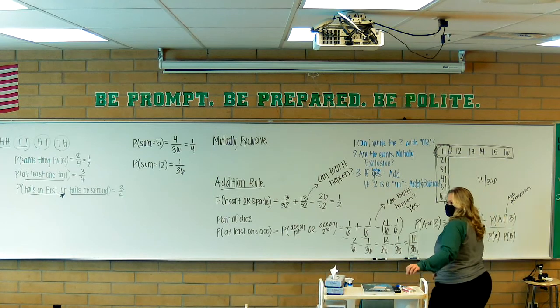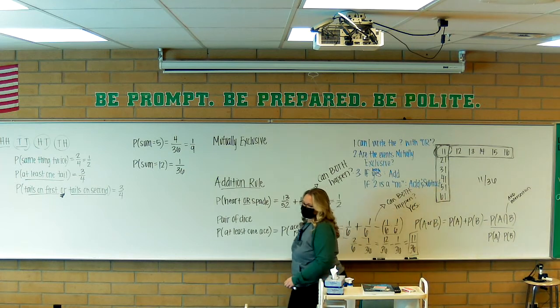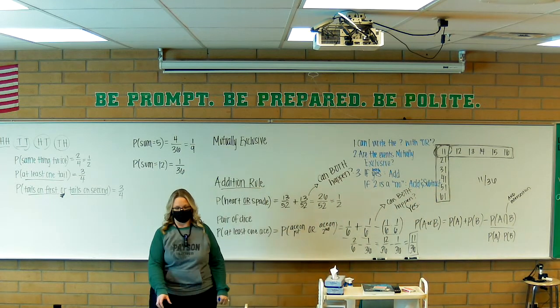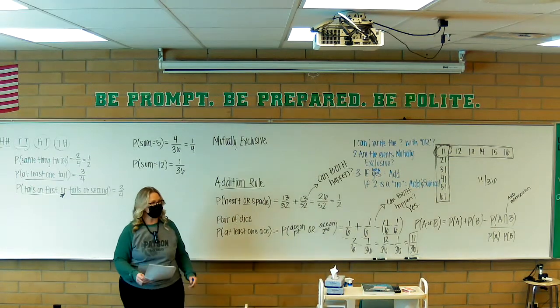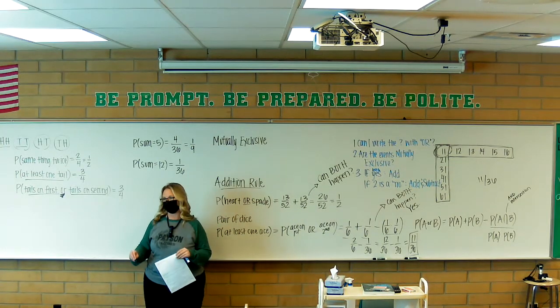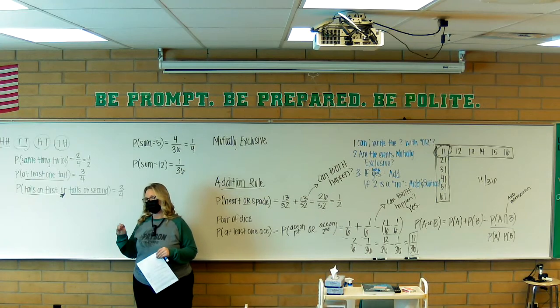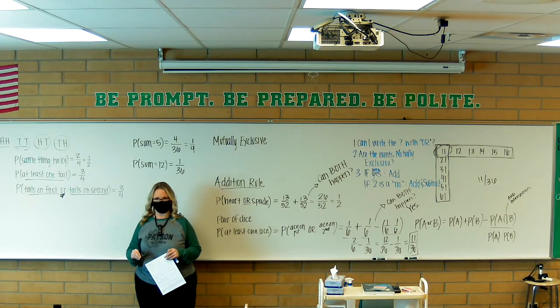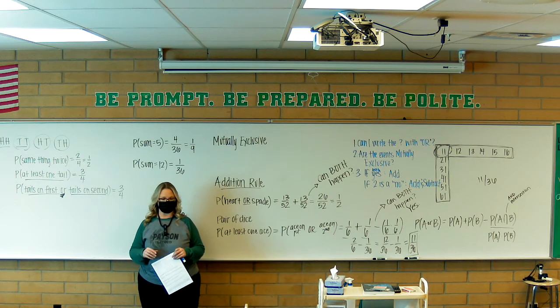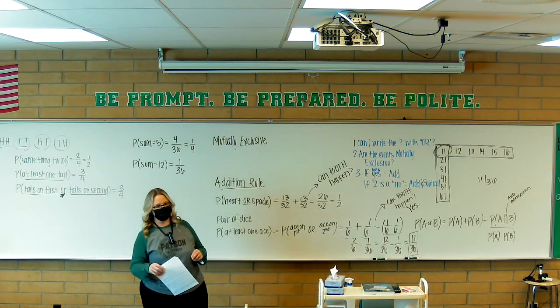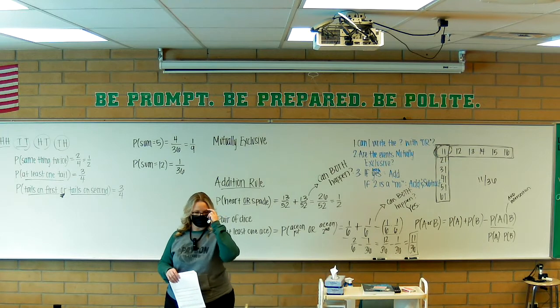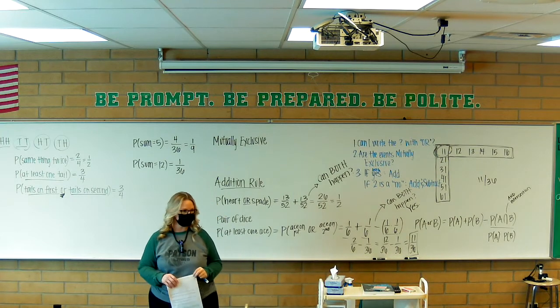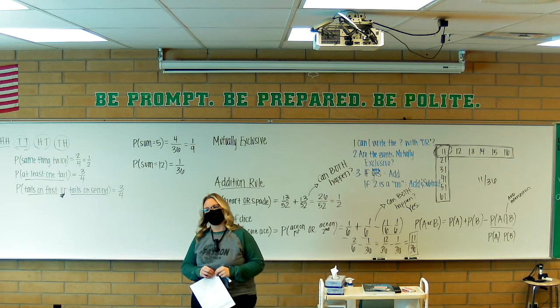Okay. So independent just means that if two events are independent, then the outcome of the first event does not change the probability of the second event. Okay, so if you need to write that down, I'll say it one more time. So independent, the outcome of the first event does not change the probability of the second event.